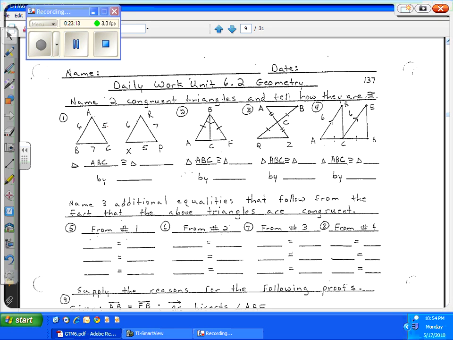So this side is 5. This side is 5. There's one pair of equal sides. This side is 6. This side is 6. There's a second pair of equal sides. This side is 7. This side is 7. There's a third pair of equal sides. All 3 sides of one are equal to all 3 sides of another, so we can say that they're congruent by side, side, side. But we want to name the congruency.